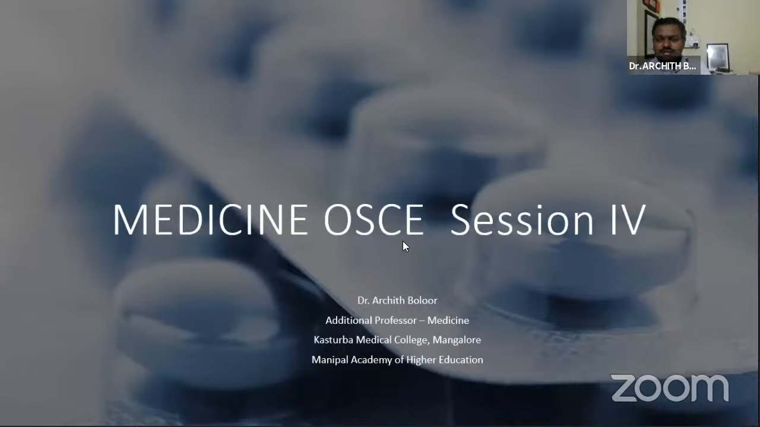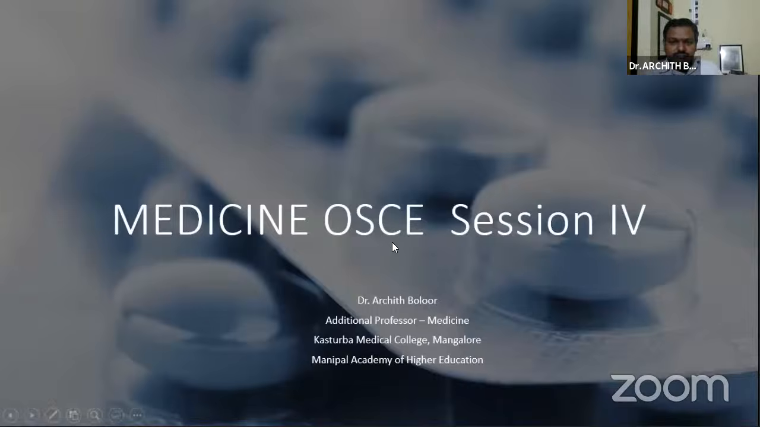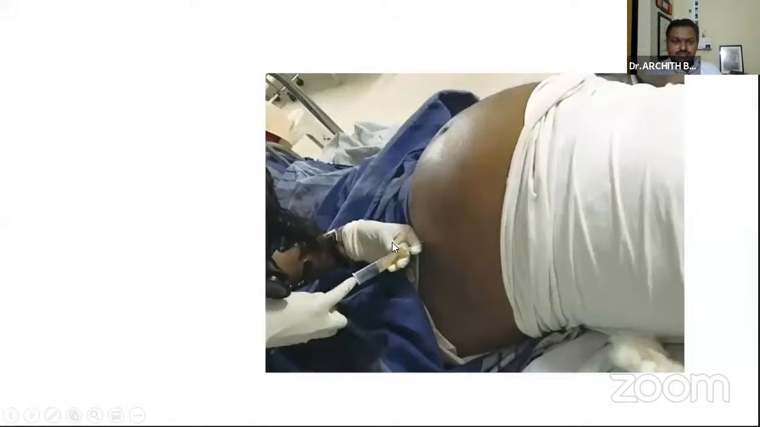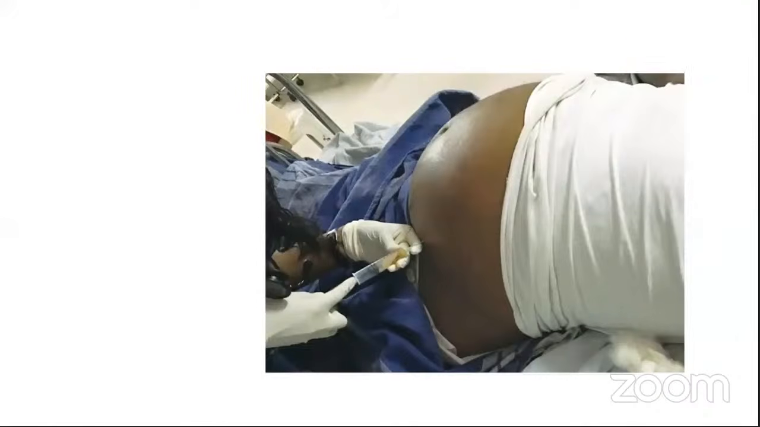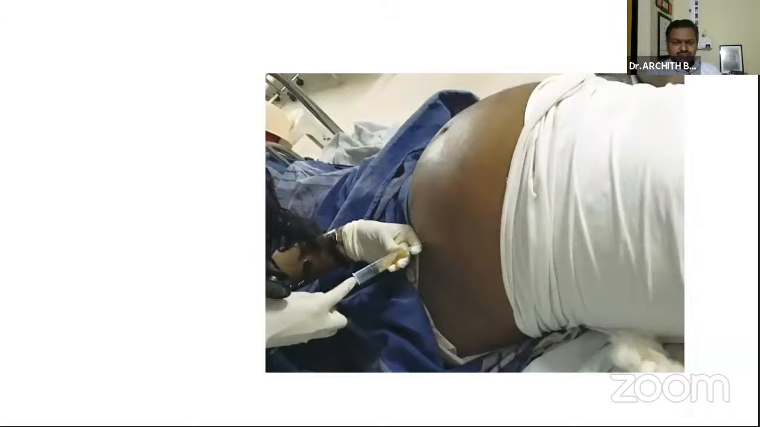And that's how we will proceed. So let's begin. This is the first image of the procedure, a very common procedure that we do. All of you would have done it. This is ascitic paracentesis. The first thing is, where do you do the ascitic paracentesis? What's the site?